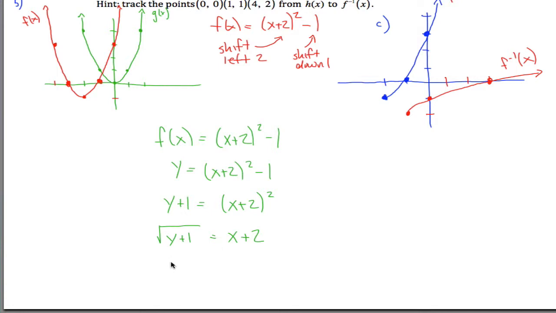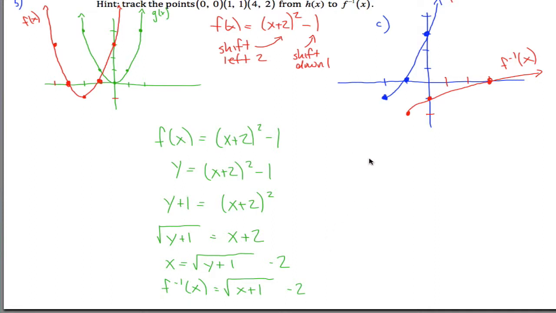Anyways, then subtract 2 from both sides, and you get x is the square root of y plus 1 minus 2, which we could write in function notation as f inverse of x is equal to the square root of x plus 1 minus 2.